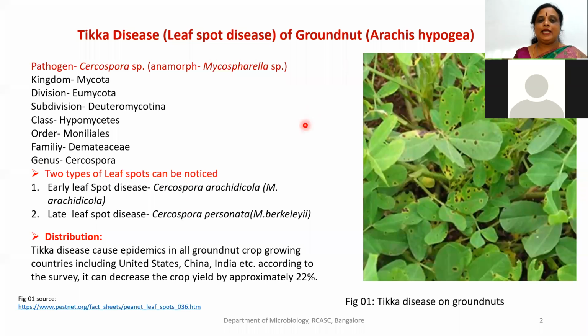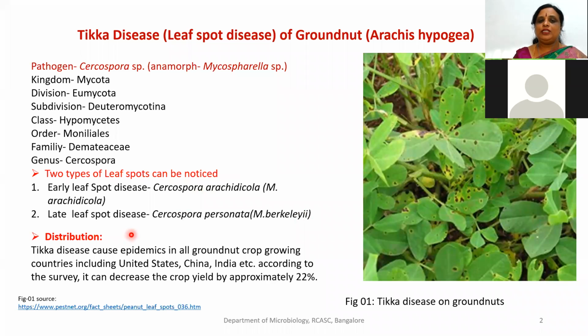So now we have studied the pathogen and its systematic position, and also the different kinds of spot it causes and the different species of Cercospora which cause early leaf spot and late leaf spot. Now, coming to the distribution, students, you have to write in the same order in your examination.